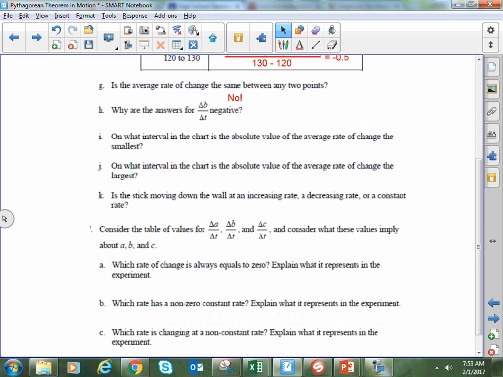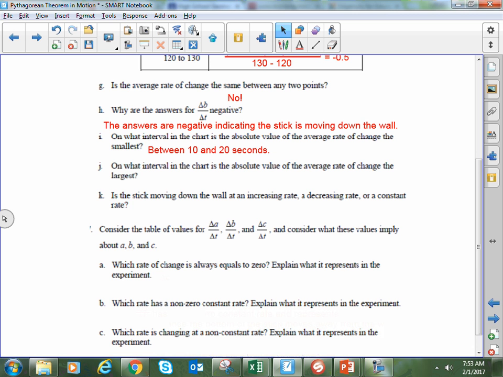Why are the answers negative in this case? Well, that's a very good question, because usually we would think I can't have negative numbers in geometry for my results, but in this case the negative values simply indicate the direction that it is moving. It's moving down.